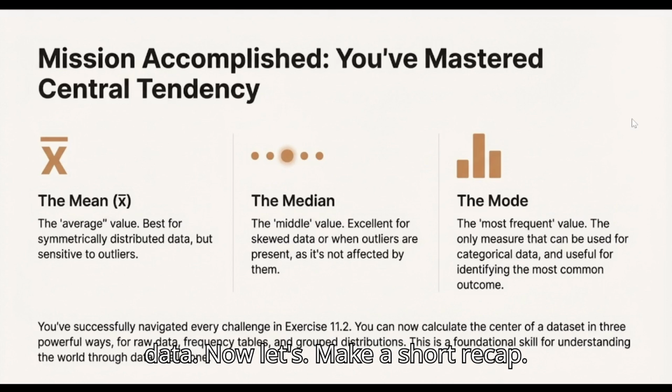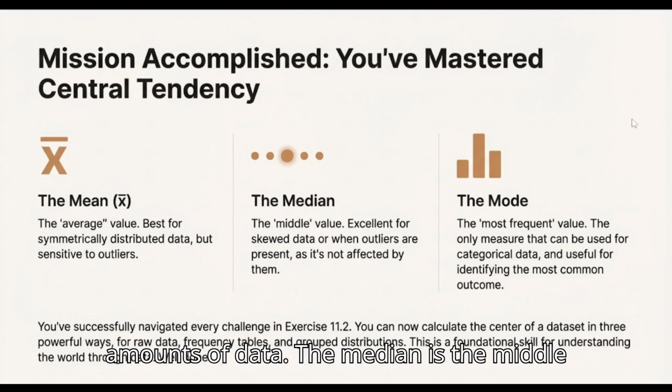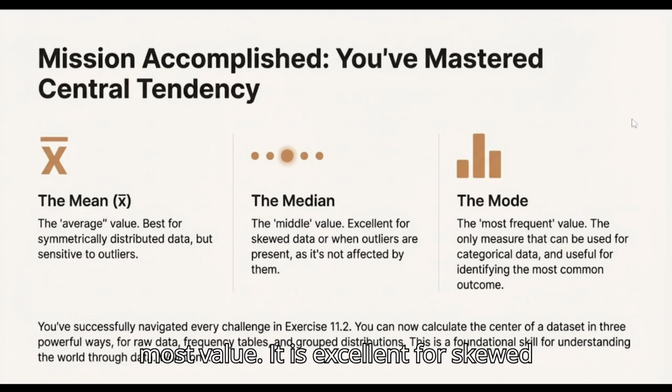Now let's make a short recap. What is the mean? The mean is the average value. It is best for symmetrically distributed data but sensitive to outliers, which are extreme values. The median is the middlemost value. It is excellent for skewed data or when outliers are present, as it's not affected by them. And the mode is the most frequently occurring value, the only measure that can be used for categorical data and useful for identifying the most common outcome.